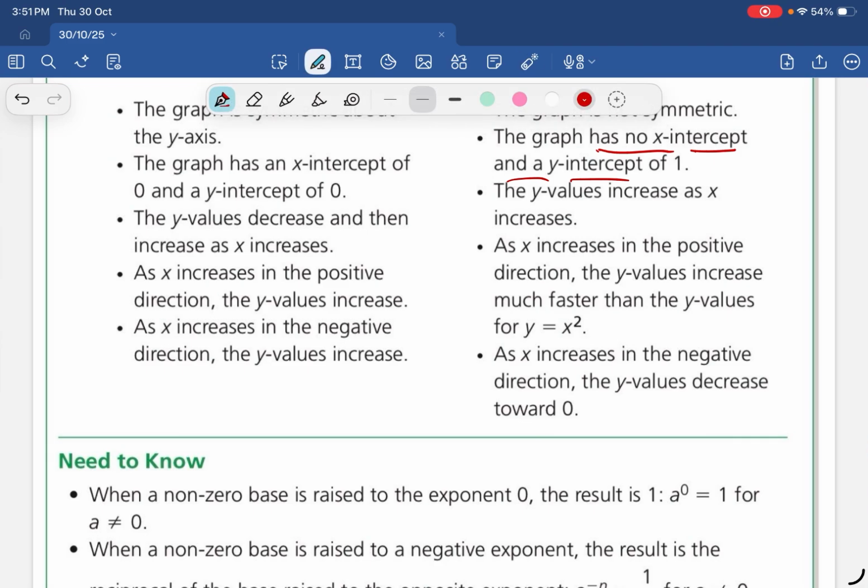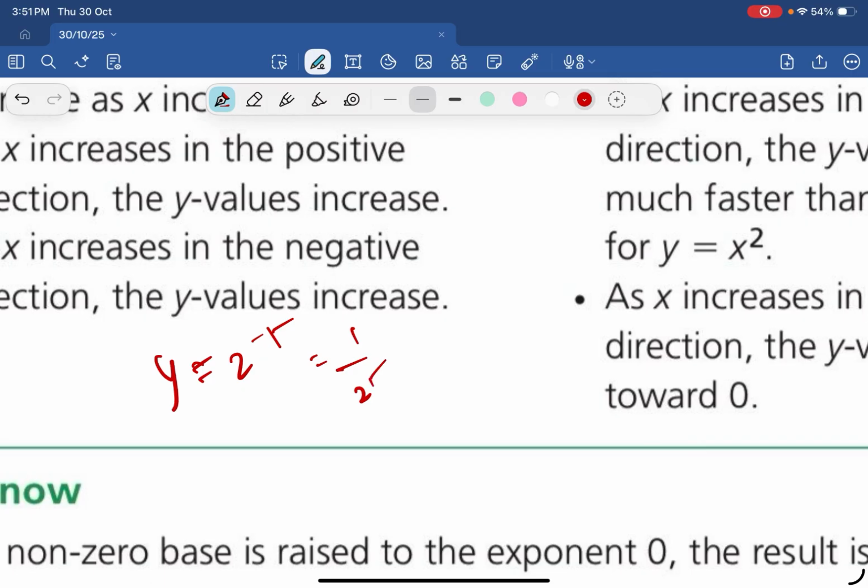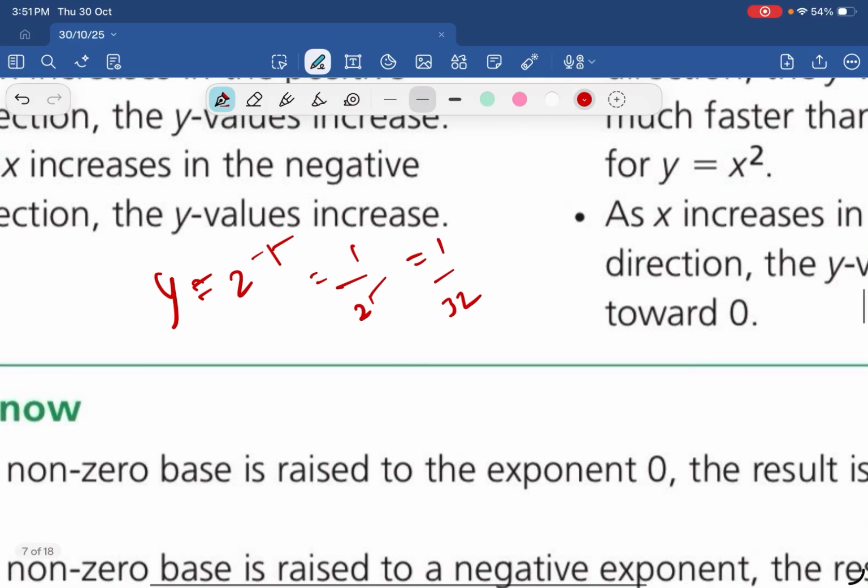So now we will look at y equals 2 to the power minus 5, which is 1 over 2 to the power 5, right? Which is 1 over 32. Okay, now they are saying that the y value is decreasing, which is 0.03125.